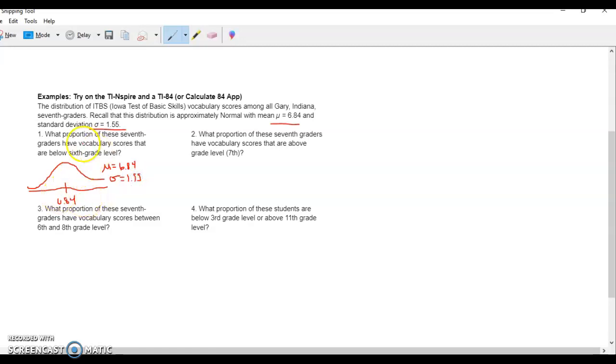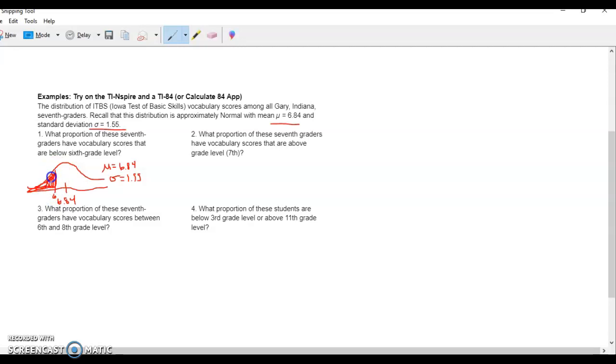All right, so I want to know what proportion are below 6th grade level. Well, the mean level of these kids is 6.84. Now let's talk about what that means for a second. This mean means that these kids on average are scoring at the 6.8 grade level. So almost at grade level, just slightly below. So I want to know, well, what about 6th grade level or below? So I label 6. Below means I shade down here to the left.